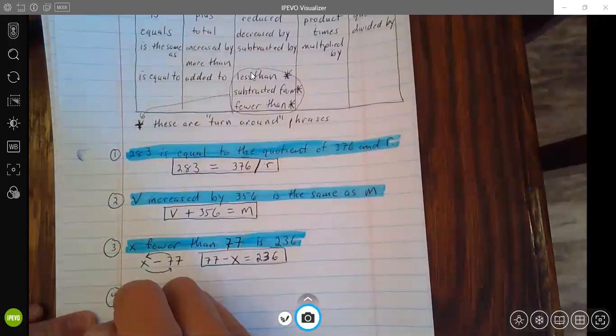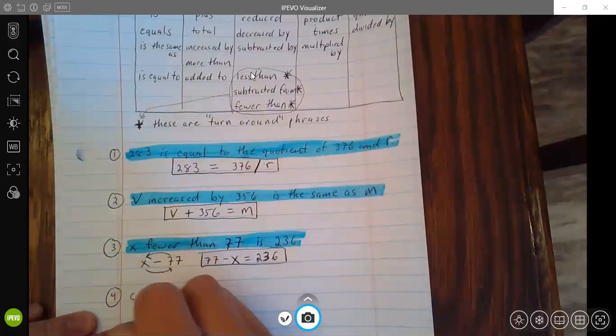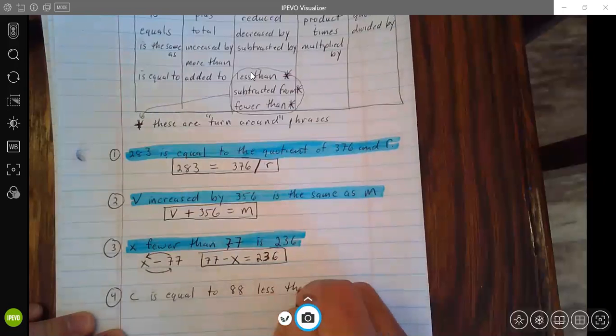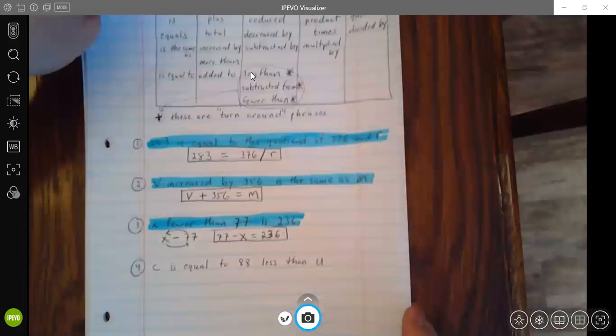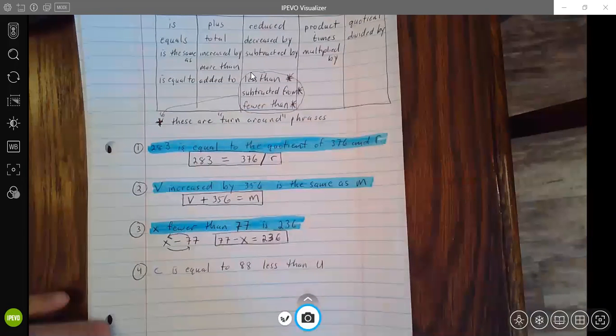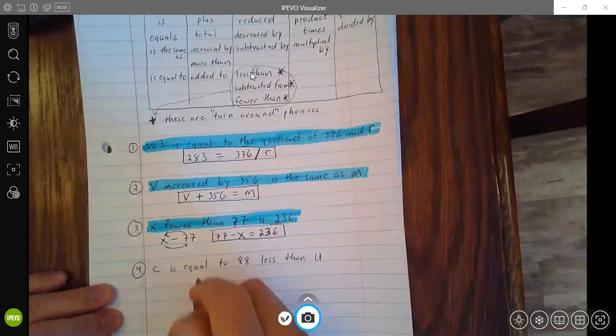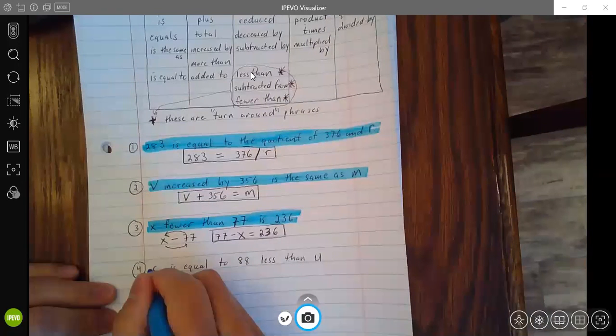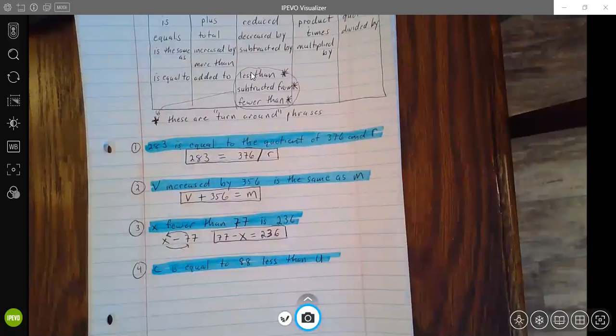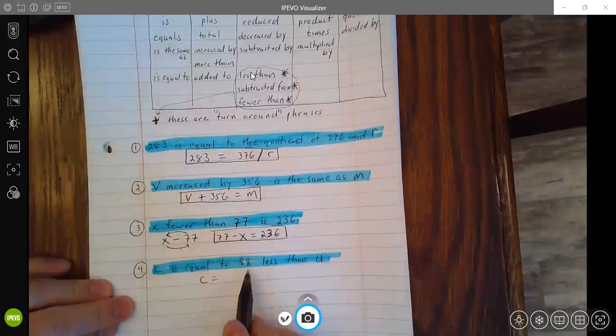So next one, C is equal to 88 less than U. So C is equal to 88 less than U. Let's put things in order first. C is equal to, so I'm going to put C equals, but let me highlight this first. So C equals 88 less than U.